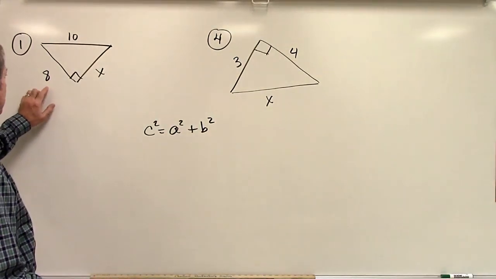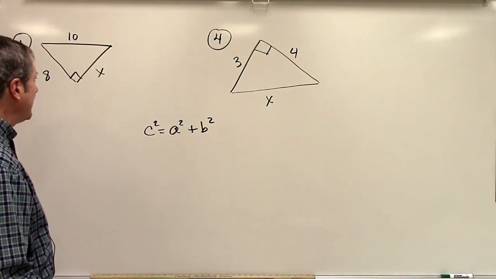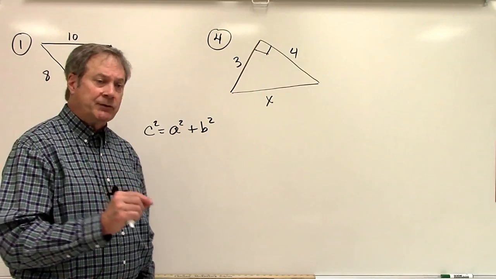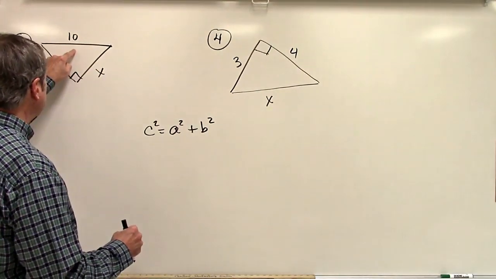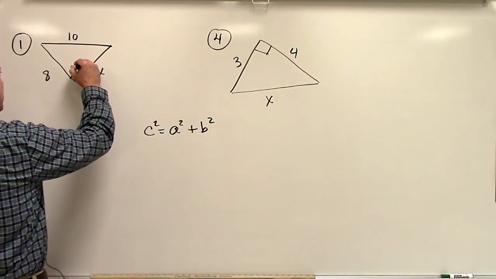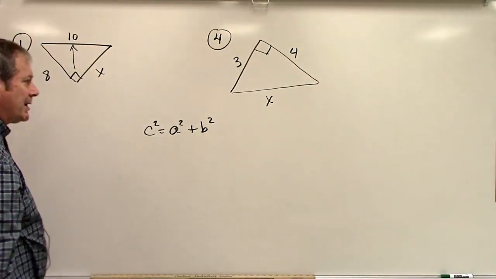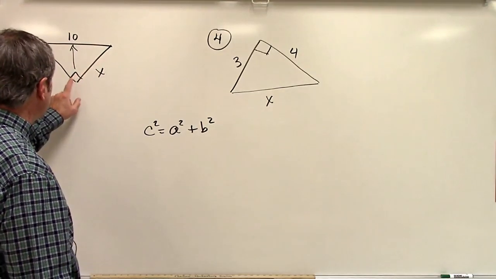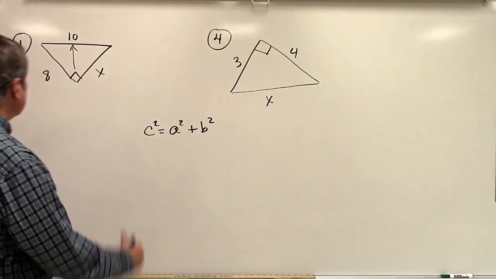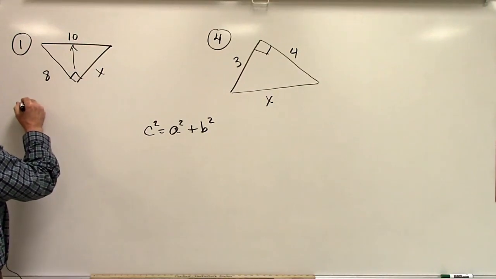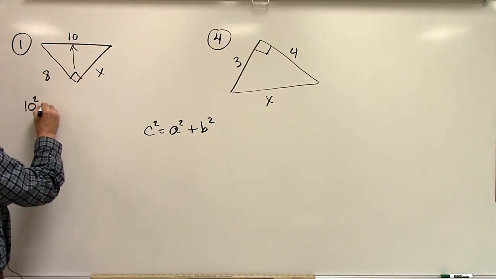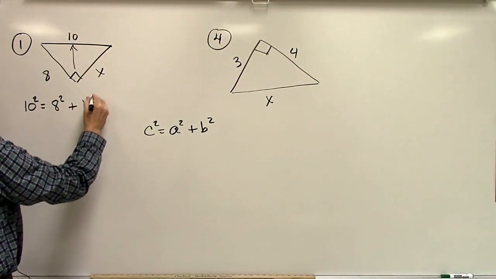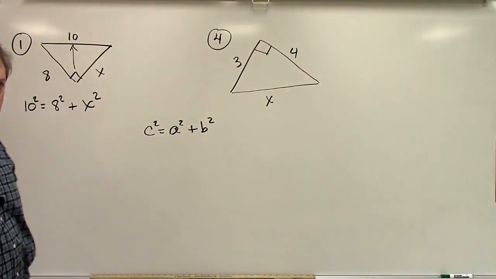Number one, you want to always be able to tell the hypotenuse. The hypotenuse is the side with the biggest number. In this case, it's 10, but another way to know is that it's the side across from the right angle. And that's really what I'd like you to realize, that the hypotenuse is always across from the right angle. So, again, put the hypotenuse on the left side. 10 squared is going to be this side squared plus this side squared. And we're trying to find that side.